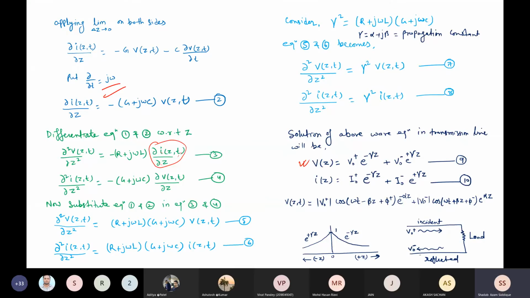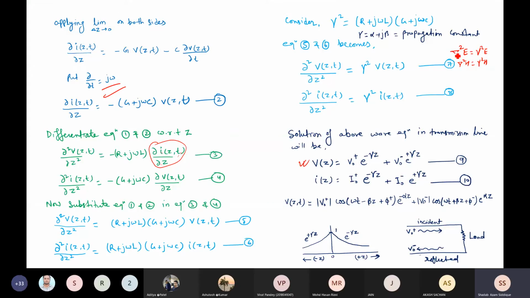Since we assumed this is γ², it comes out to be ∂²V(z,t)/∂z² equal to γ² V(z,t). That's what we have. We got ∇²E equal to γ²E, and ∇²H equal to γ²H. That's called the Helmholtz equation, or you can say the wave equation which we had got. So a similar equation is what we are getting here.